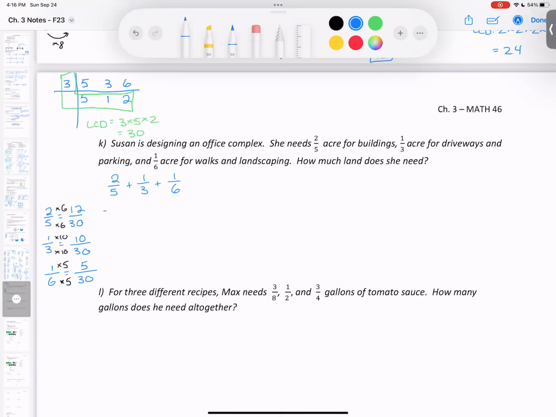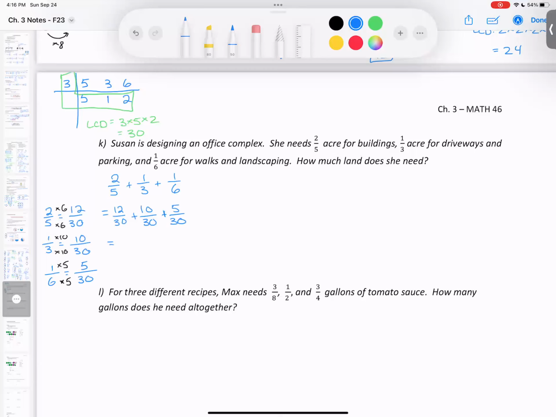So let's rewrite our expression here. 2/5 is the same as 12 over 30. Plus 1/3 we said is the same as 10 over 30. And 1/6 we said is the same as 5 over 30. So now we have a common denominator here. So now we can add our numerators. So 12 plus 10 plus 5. And I'm just going to cheat and use my calculator to get 27. I guess it's not really cheating.